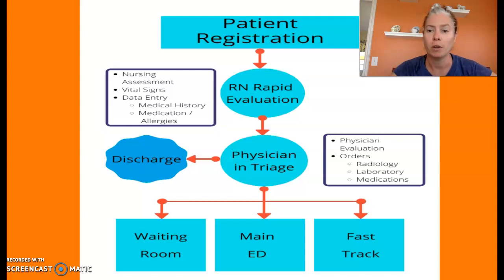Then the patient would get that acuity number, and either they would need to wait in the waiting room if there's no spaces for them to go into the main ED, or they would go into the main ED and wait. Sometimes that waiting time can be half an hour. Sometimes that time is 4 hours. It depends on the ED flow and capacity and how many patients we are taking care of, basically.